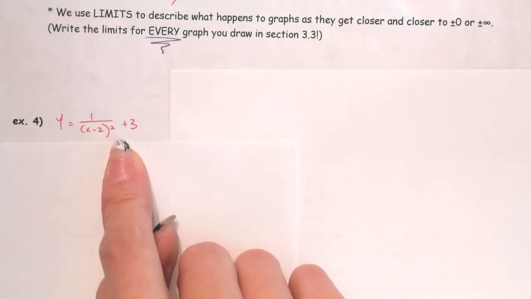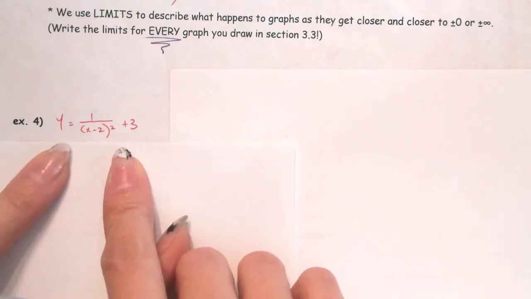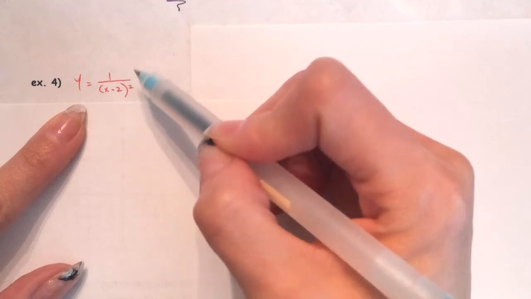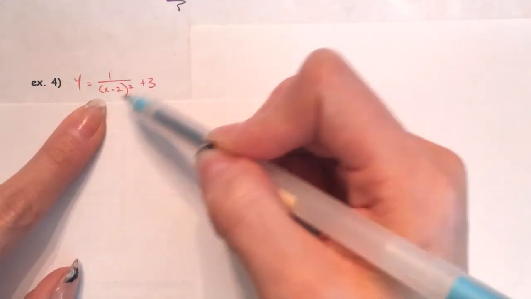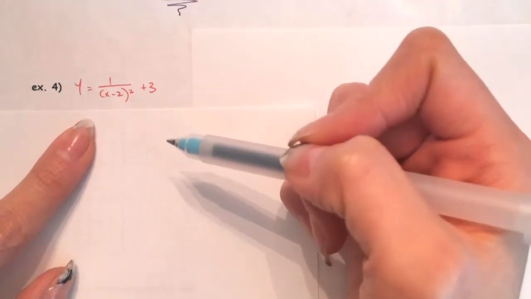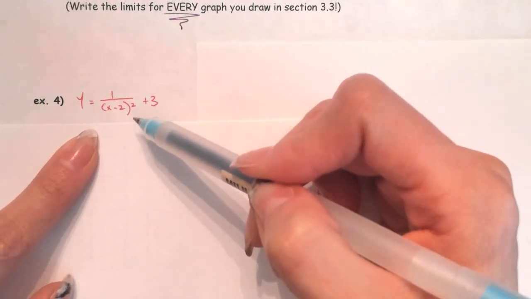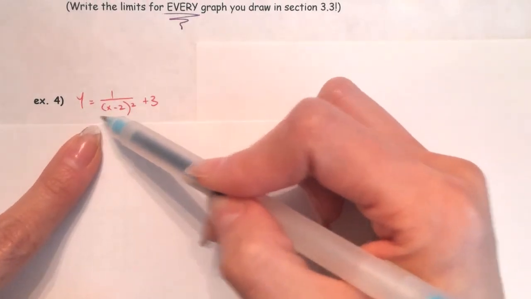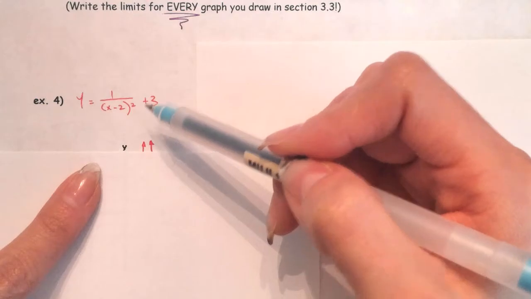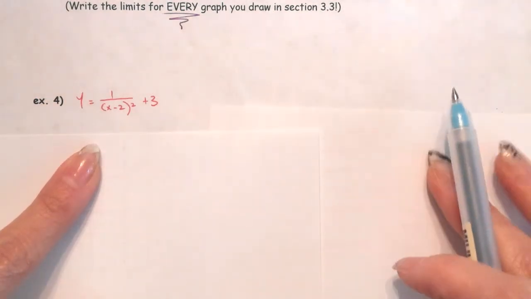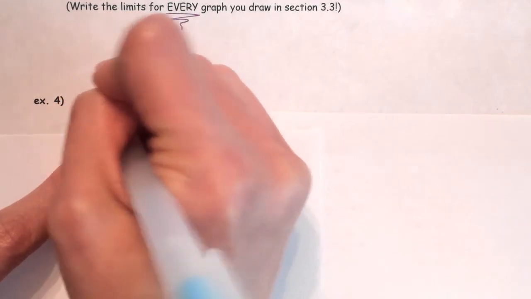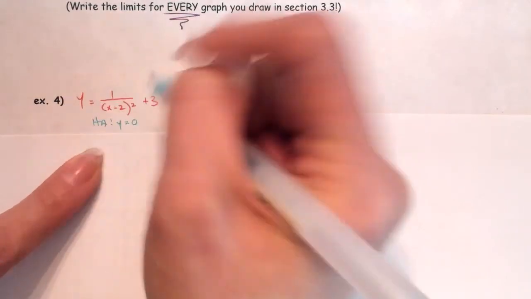So instead, you're going to think, okay, what do you do here? You can do this a couple different ways, but you're still thinking, what case is this? This is a 0 degree on top, and this is a 2nd degree on the bottom. So your horizontal asymptote is still y equals 0.